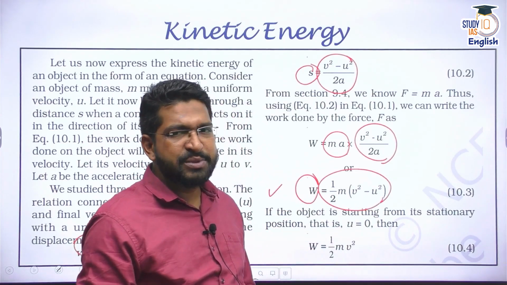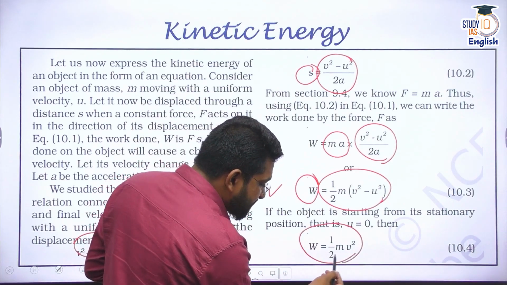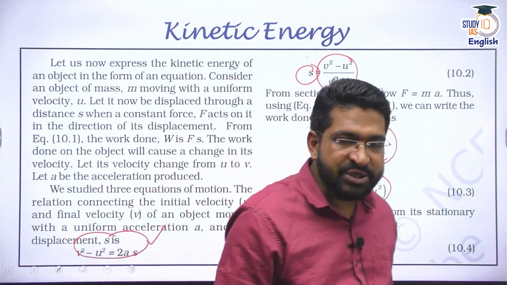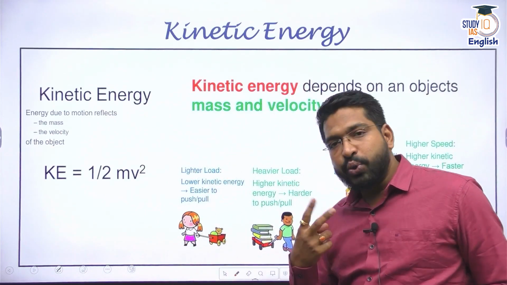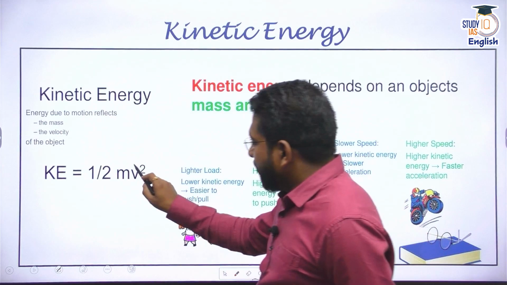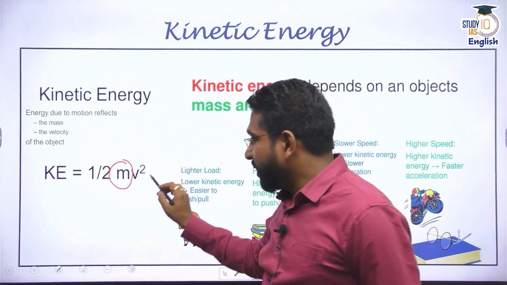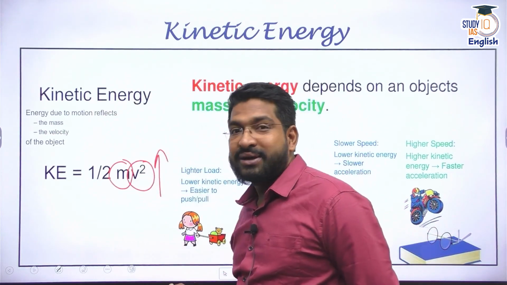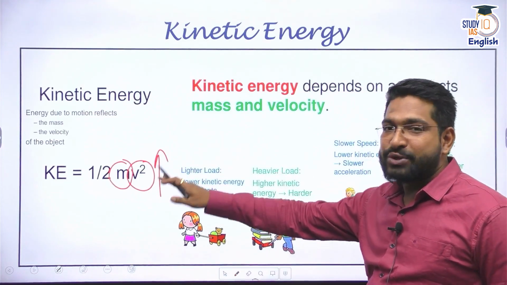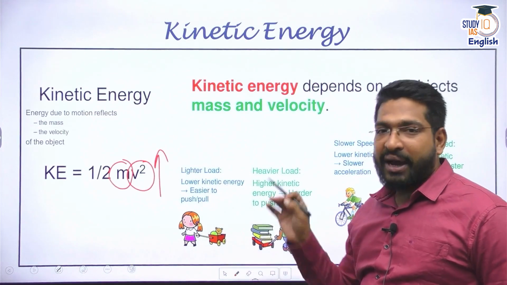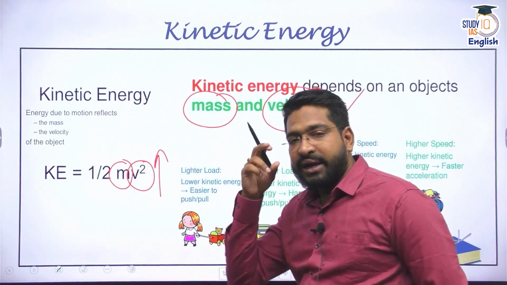And many a time, if a body is at rest, it will not have kinetic energy. So we define it through this. Kinetic energy is basically half mv square. That means kinetic energy depends on two entities. It depends on the mass of the object. The larger the mass of the object, the larger the kinetic energy. The larger the velocity of that object, the larger the kinetic energy. Clear? So half into mass into velocity squared is kinetic energy. So kinetic energy depends on mass and it depends on the velocity of that particular object.